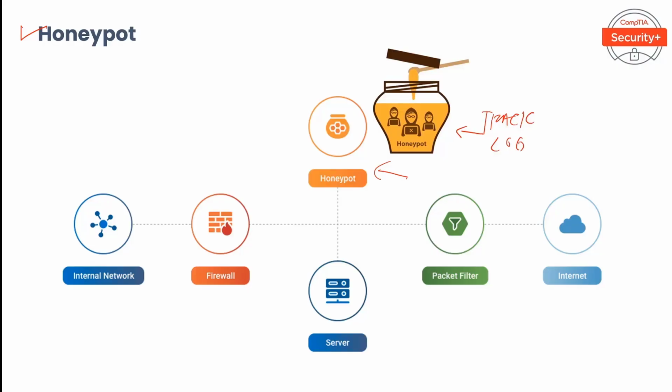Also, similarly, we have what we call honey files, which serve as bait on servers. These dummy files appear attractive to an attacker but do not contain any important information.